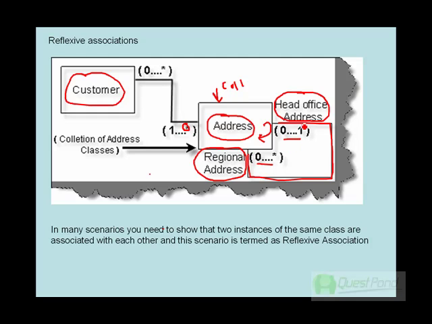What I'm showing here is that there can be either 0 instances or 1 instance of a head office object, and an instance of a head office object can have many instances or 0 instances of a regional address object. So if you want to show the association within the same collection of objects itself, at that time you will need reflexive associations.